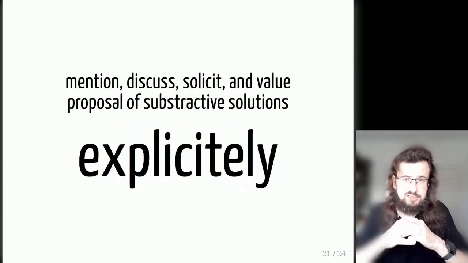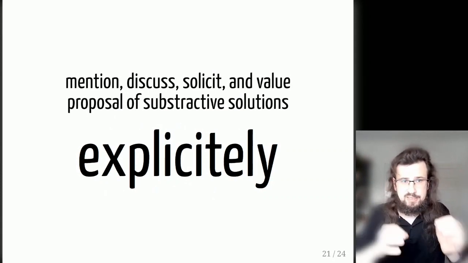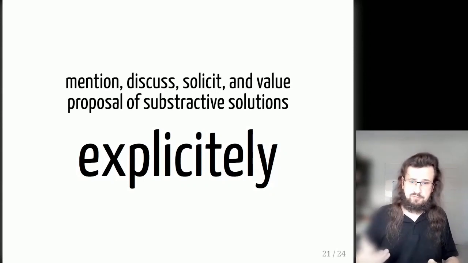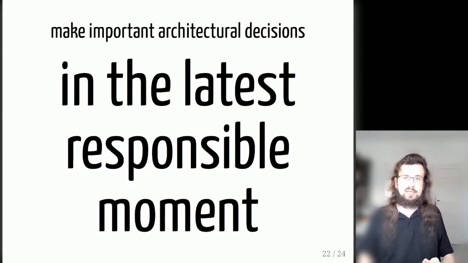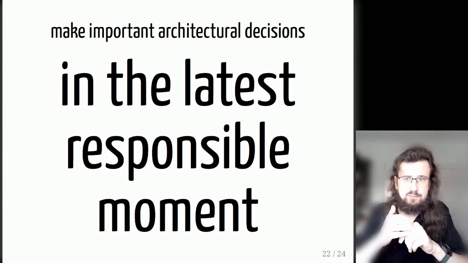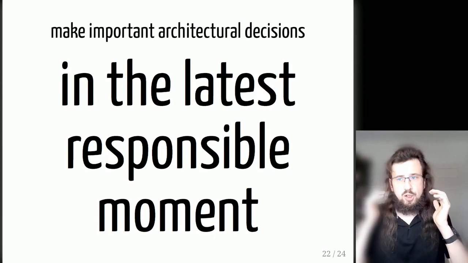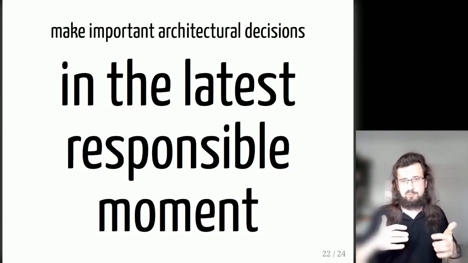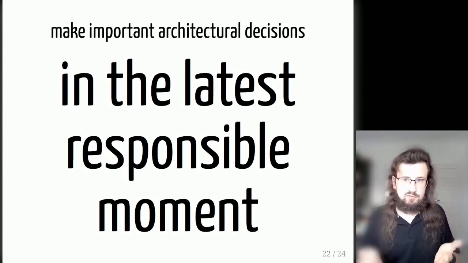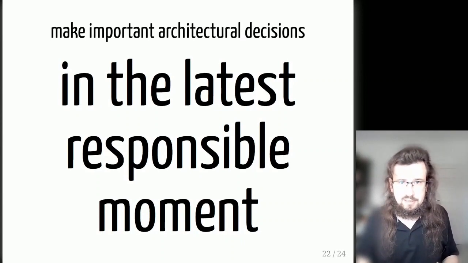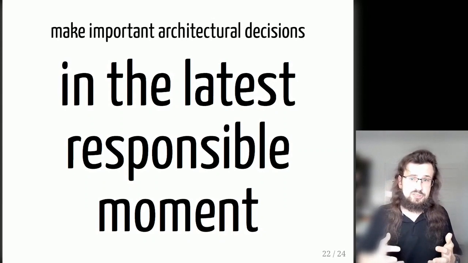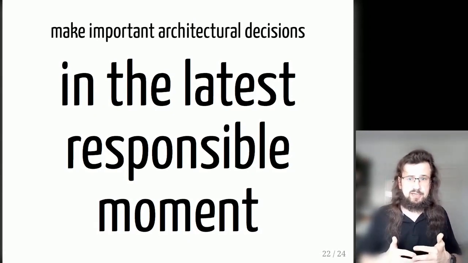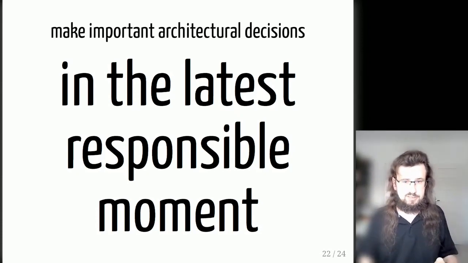The second example of such countermeasures is to explicitly mention, discuss, solicit, and value proposals for subtractive solutions, because it helps to come up with a subtractive solution. And finally, we need to remember that we commonly use additive solutions by default if we are cognitively loaded. So we need to give ourselves time to step back, see the big picture, look at the problem from different perspectives, maybe work on some proof of concept before rushing to implement something in the production code. And this approach is also known as making important architectural decisions at the last responsible moment. So in the moment when we have all the information we need to make the optimal architectural decisions.